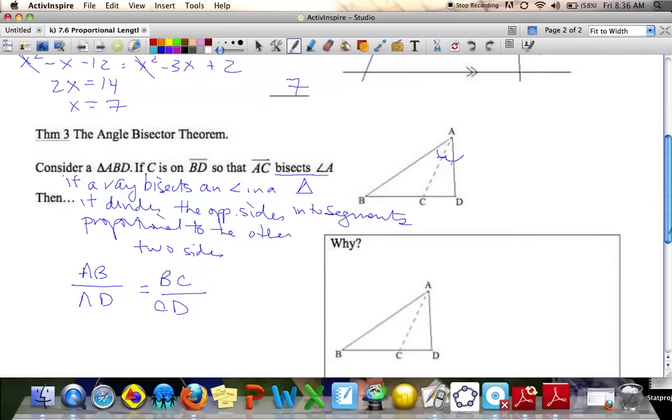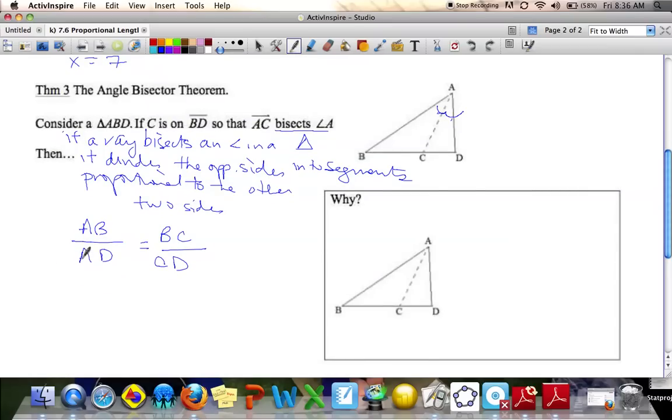Now, you could also write it, because you know the top, top, bottom, bottom proportionality, you could also say that AB is to BC as AD is to CD. You pick which one feels better to you. So here's an or. You pick one of these two. All right, so why is that true?